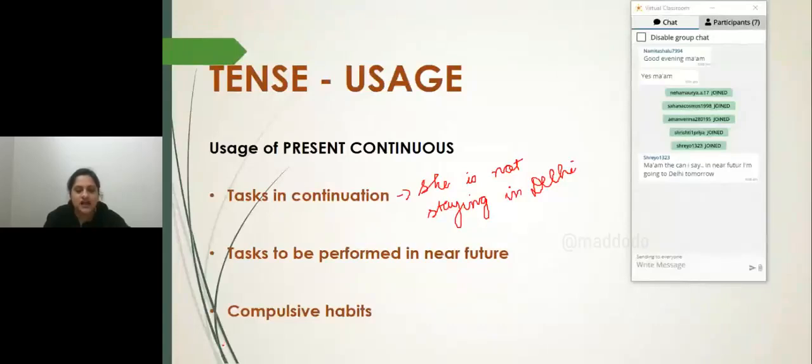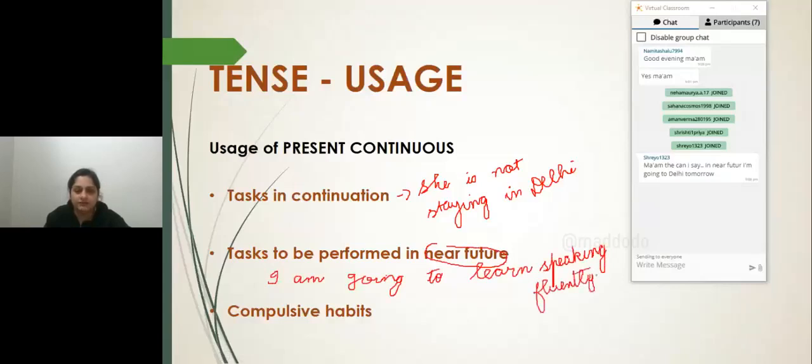So definitely the action is happening now. So task in continuation, right? I'm eating my lunch, right? I'm having my dinner. Okay. The candle is burning. The numbers are spinning. Anything in continuous. Task in near future, like Shreya, you mentioned very correctly. Okay. I am going to learn to drive. I am going to learn any skill you can write. I'm going to learn speaking fluently.